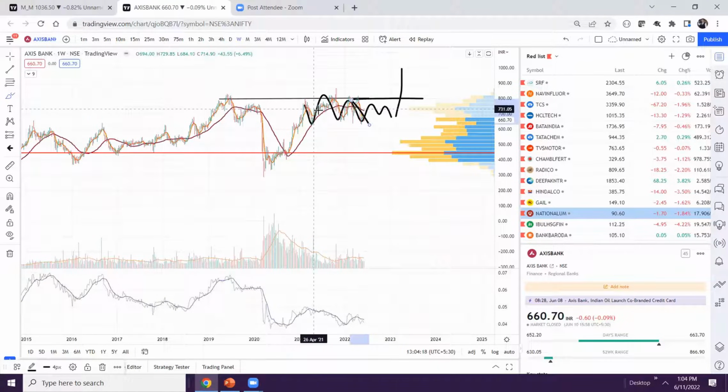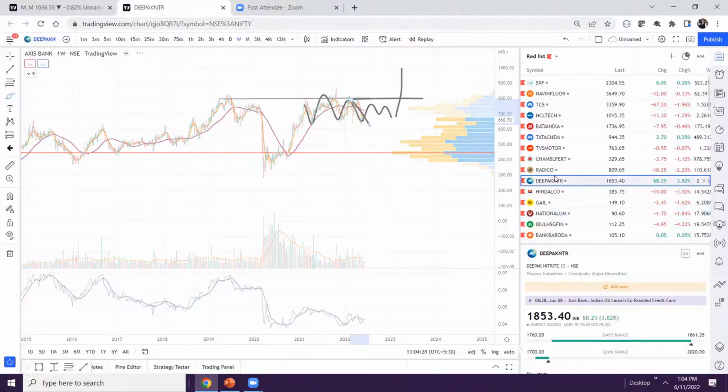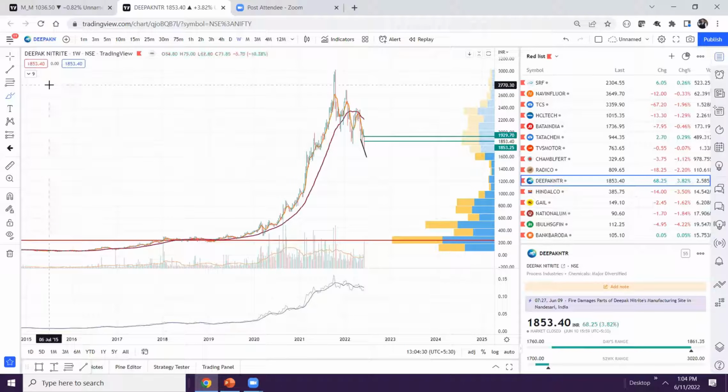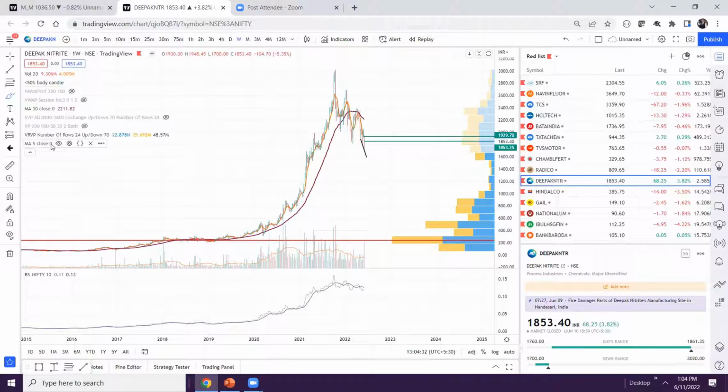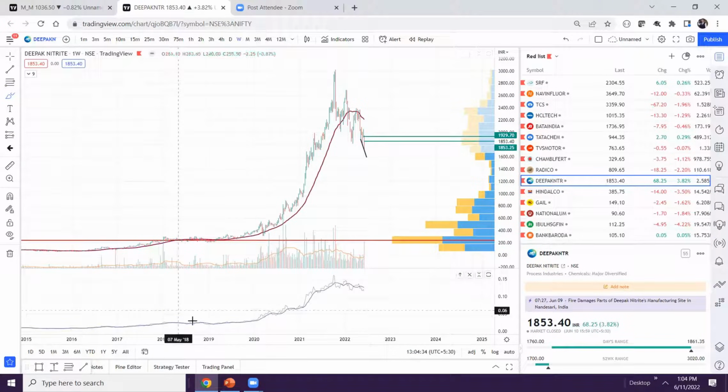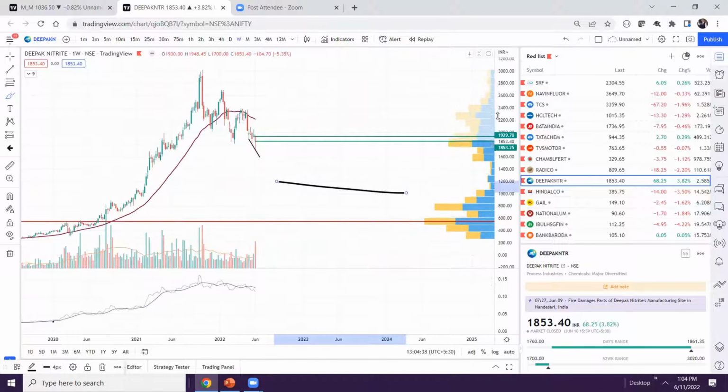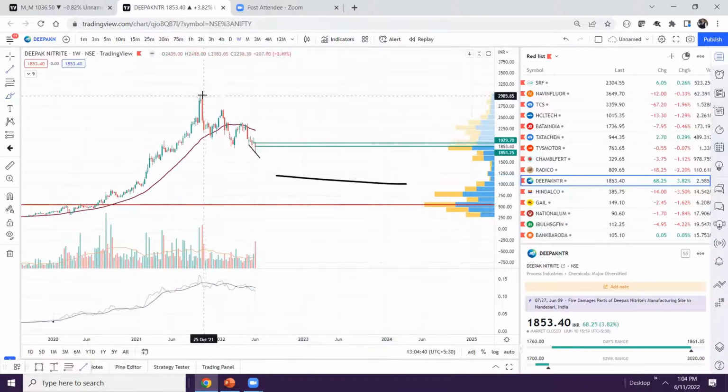So any doubt? Can you repeat again? Deepak Nitrite. Okay. So will you invest in Deepak Nitrite? So what is correction actually? Correction actually means this range on.